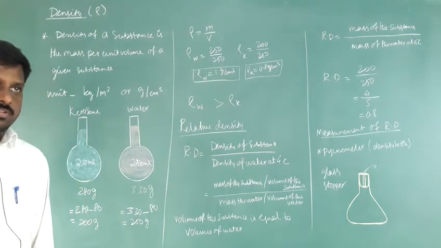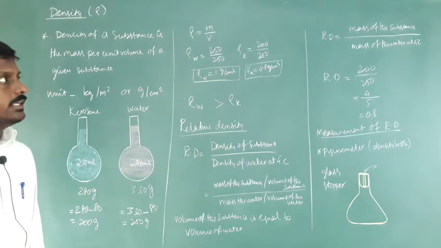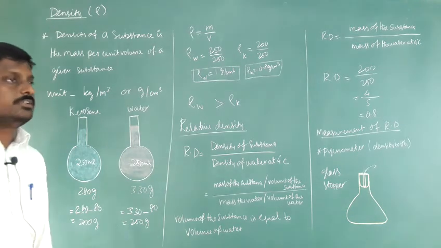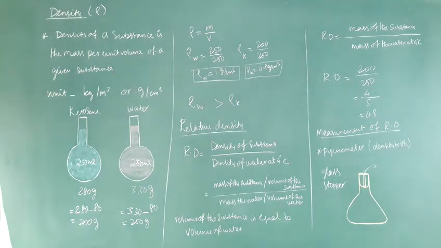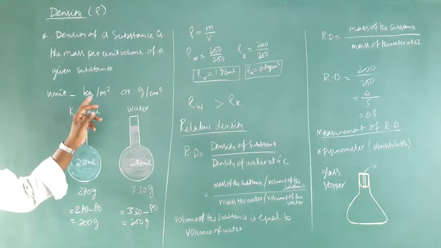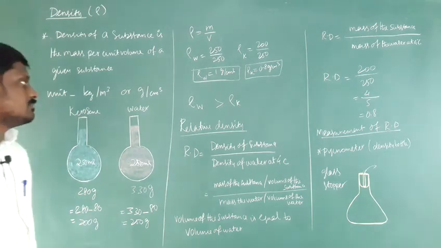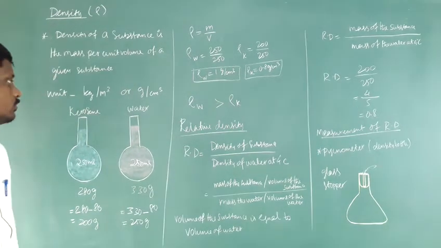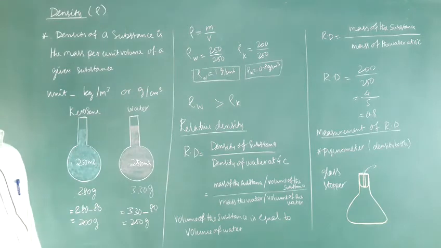So in this class we are going to discuss density, relative density, and then how to measure the relative density. First, density. The density of a substance is defined as mass per unit volume of a substance. The unit of density is kilogram per meter cube, or in terms of gram per centimeter cube. So how to understand more clearly about density?